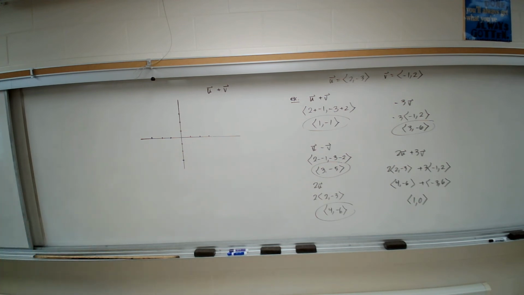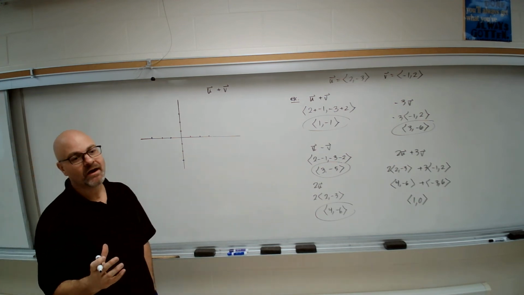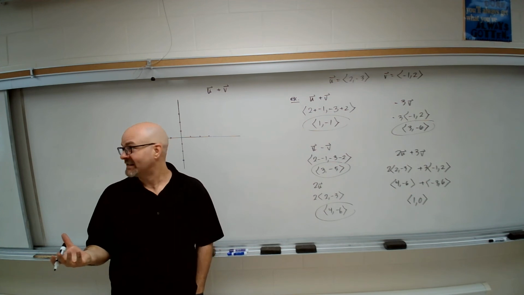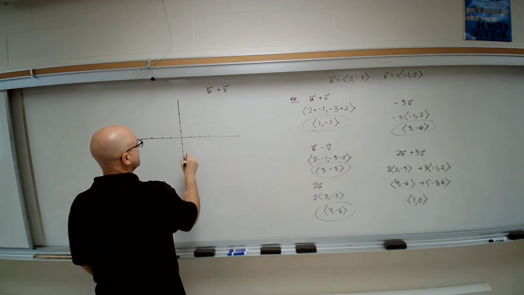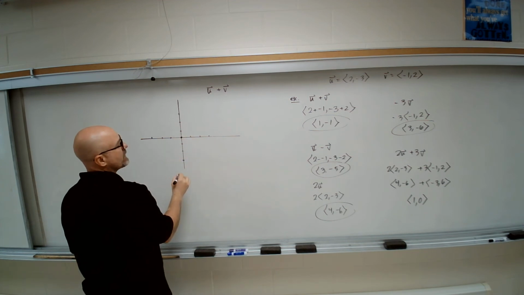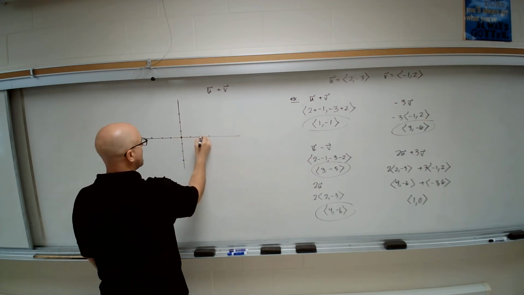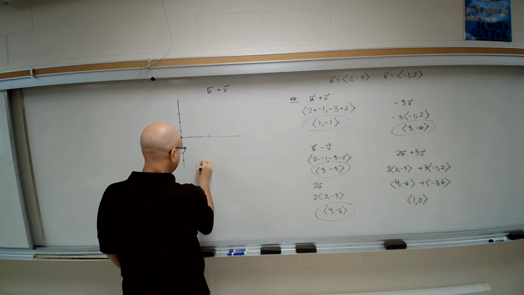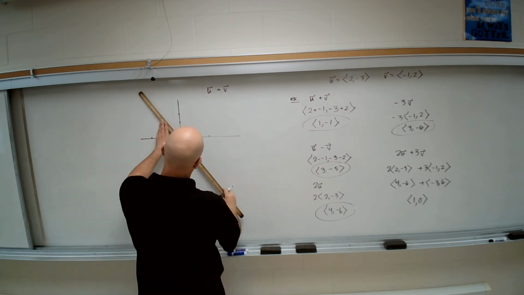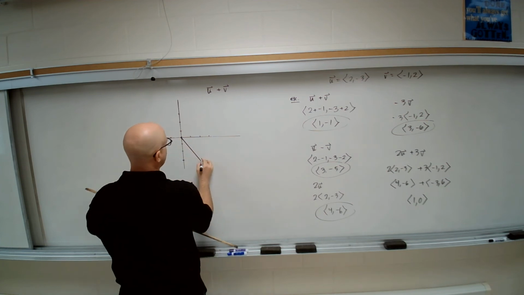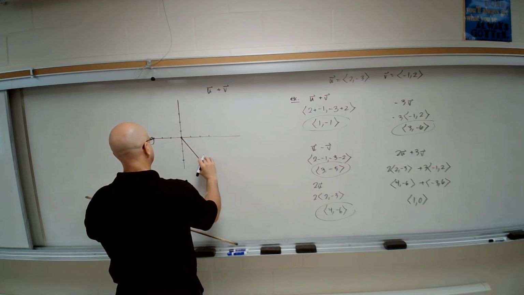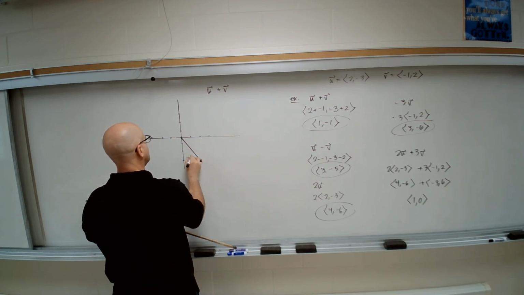Now, you can start vector u at any point you want, but it's usually easier to start it in standard position. So for the vector u, we know it is 2, -3, so I'm going to start at 0, 0. I'm going to go 2 to the right and 3 down. So that is the vector u.